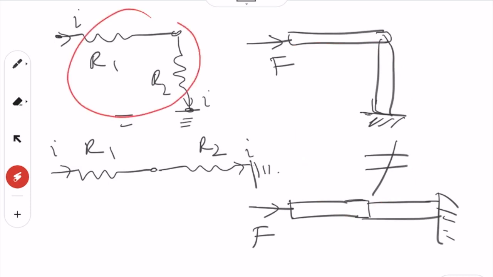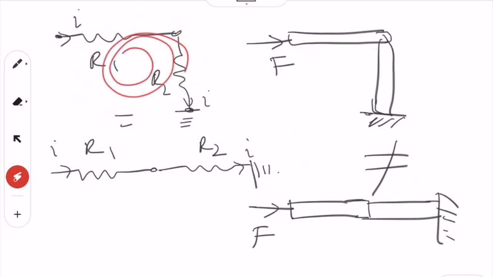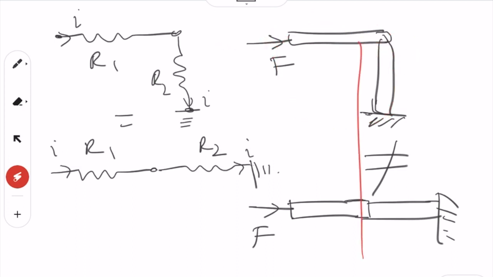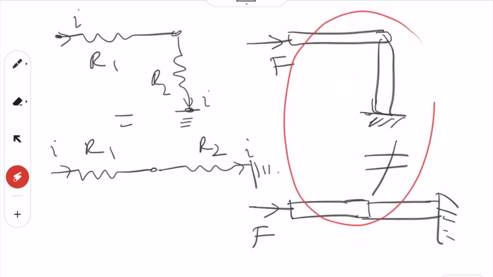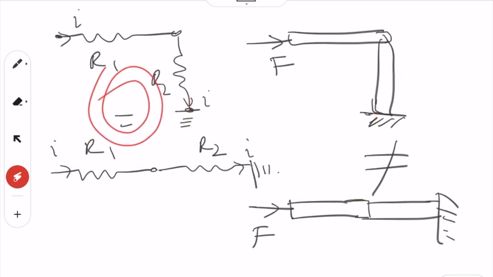This one is based on conservation of charge. So what matters is how much charge is entering here, how much is leaving here. In this case it is not like that. What matters is the summation of forces in one direction has to be 0, summation of the forces in another direction has to be 0. So this is based on Newton's law, and this is based on conservation of charge.